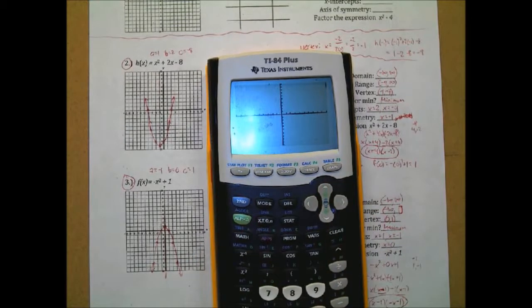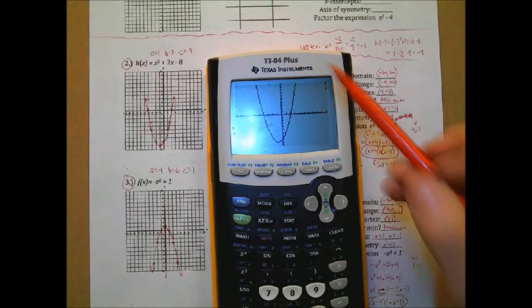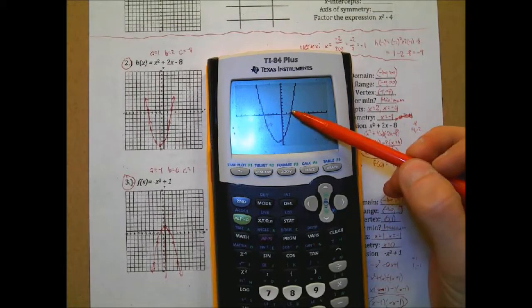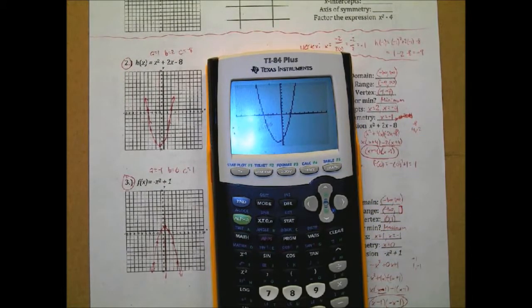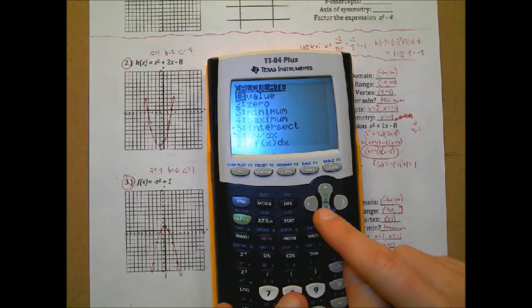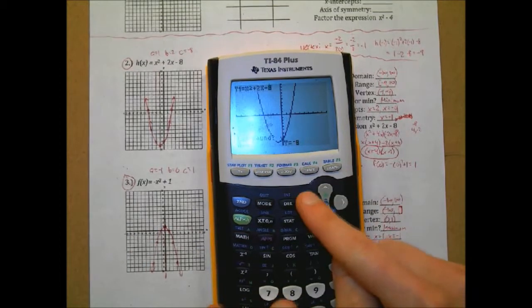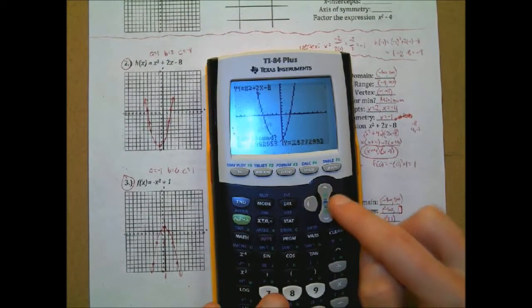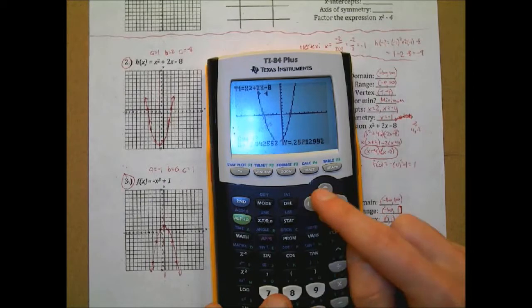Again, go to the left of the 0 you want to find. Go to the right of the 0 you want to find, and then go in to guess and hit enter, and there it is. Negative 4. Okay? If you can't count it, or if you don't trust the calculator, maybe you can press second trace and go to the zero command. Go to the left of this 0 here. Go to the right of it, hit enter, go into guess, hit enter, and there it is.